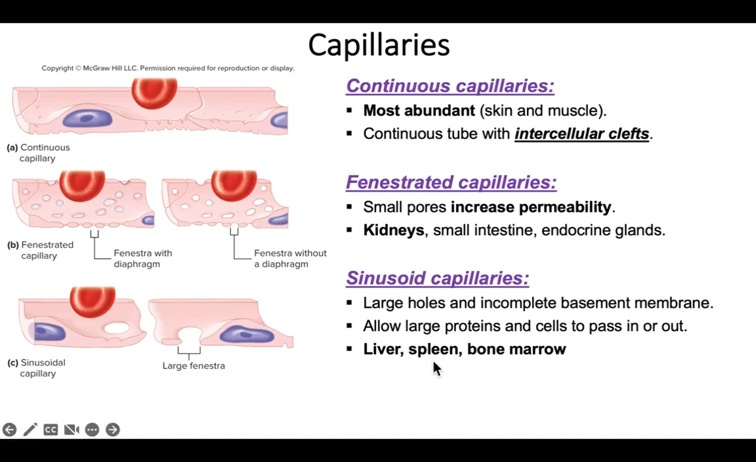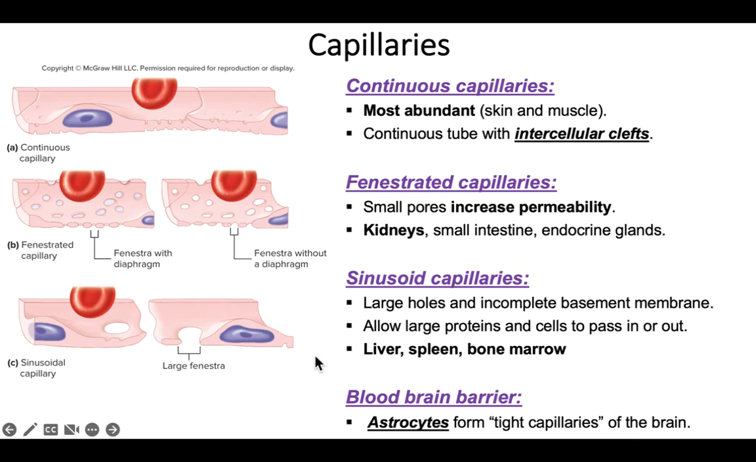The spleen, if you remember, removes red blood cells. Right? So when these red blood cells get old and worn out, they have to come out of the bloodstream. So you need bigger holes to get those red blood cells out of circulation so you can remove them. And then bone marrow produces red blood cells and white blood cells and platelets. So those things have to enter at sinusoid capillaries.